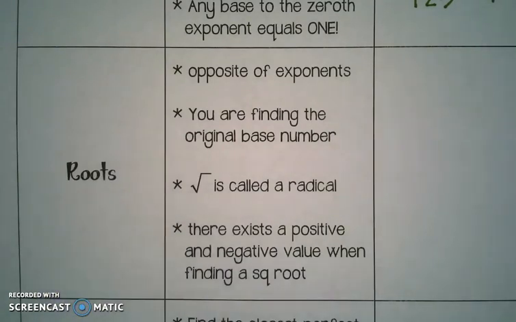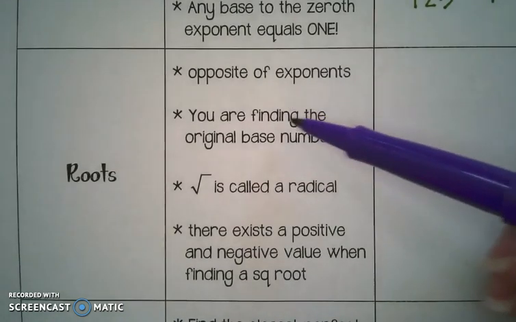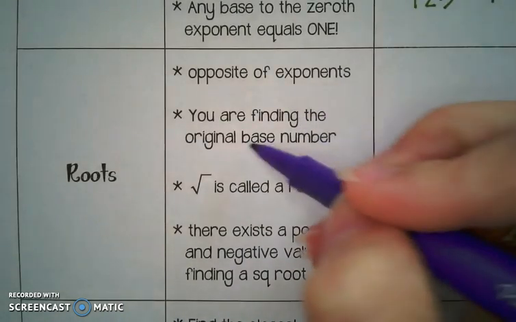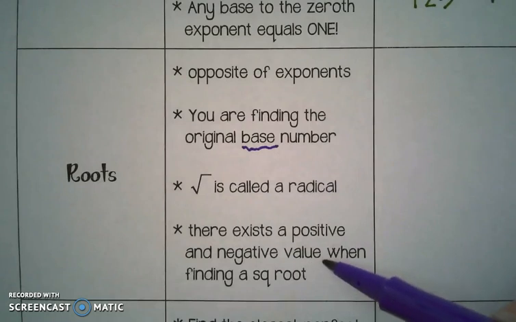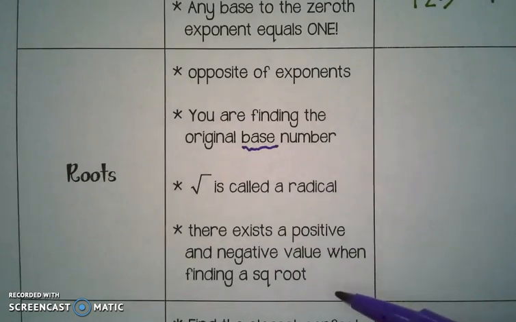Roots are the opposites. So a root undoes an exponent. It's almost like multiplication and division are opposites. What you're doing is you're working backwards to find the base number. This is the symbol. It's called a radical. And for every square root that we have, or anytime we do an even root, there's 2 possible values. And that's very, very important for next year in Algebra 1.